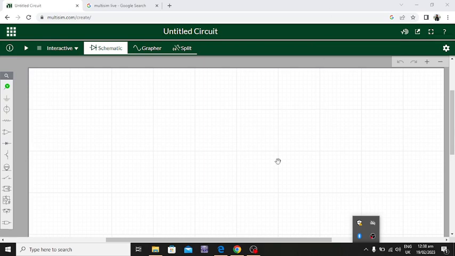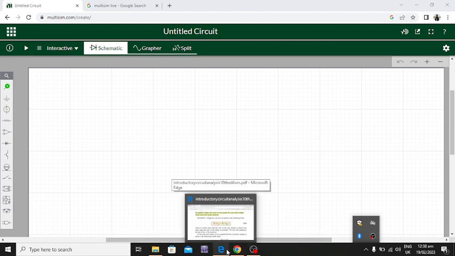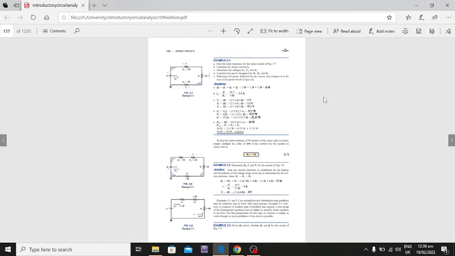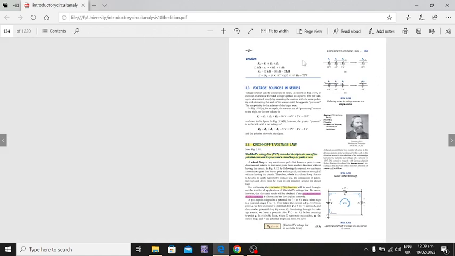Today I am back with a new lecture of basic circuits simulation. I will discuss today Kirchhoff's voltage law. He was a German scientist who proposed this law.